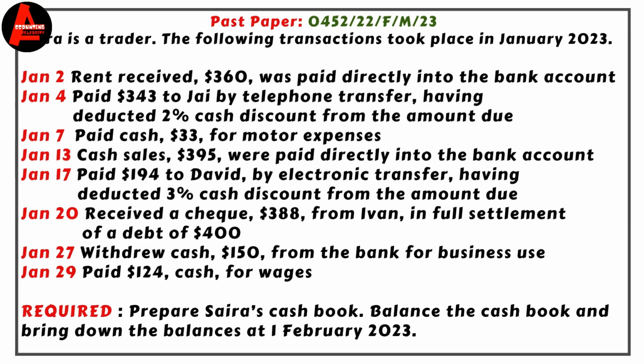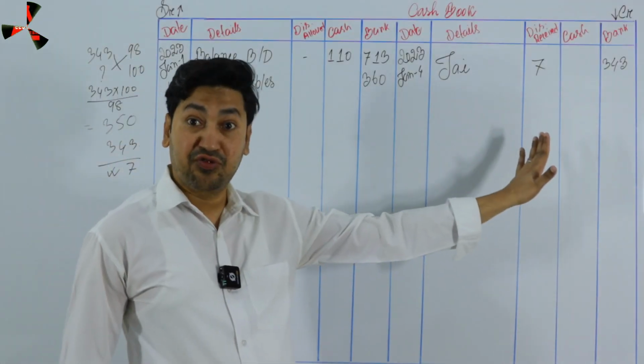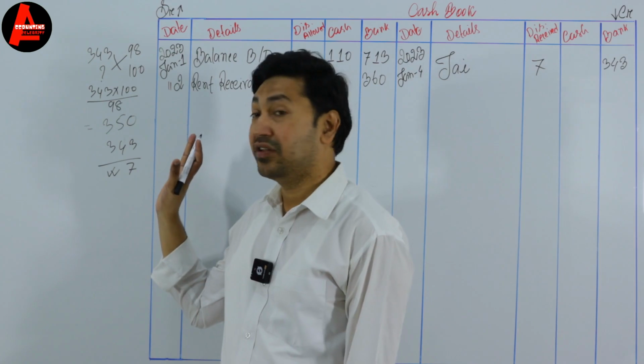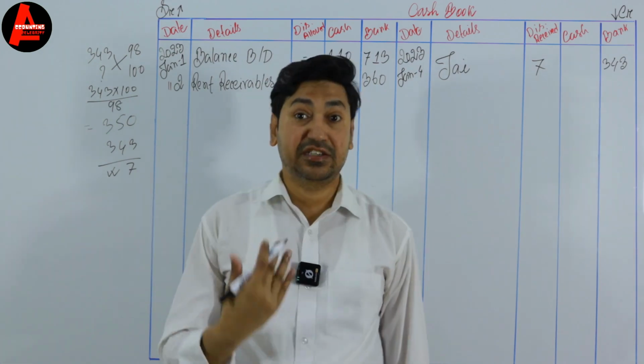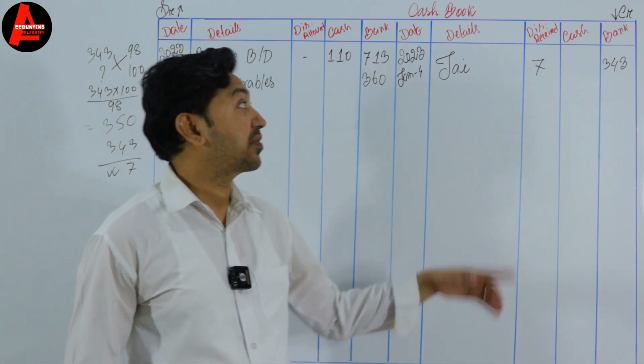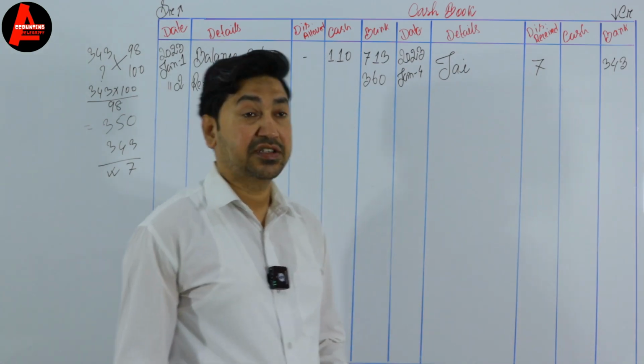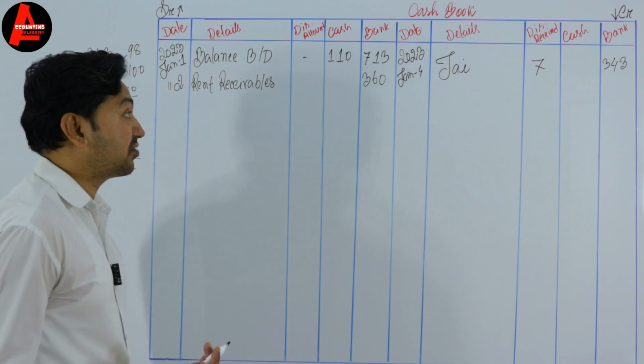Great. Then we have paid cash $33 for motor expenses. Motor expenses, you know, all expenses will go on the credit side. All received incomes and gains will come on the debit side. Expenses decrease the value of cash or bank, we know. So motor expenses will go on the credit side. It is very easy to understand.